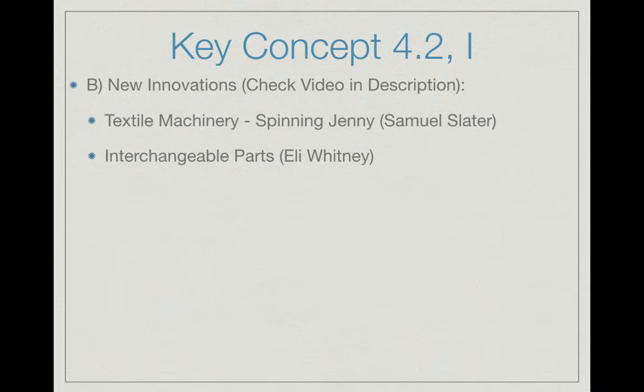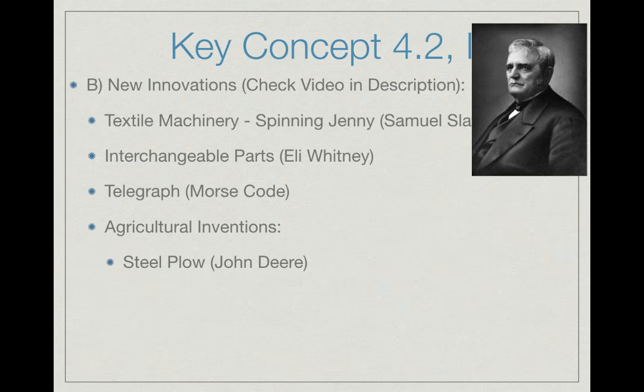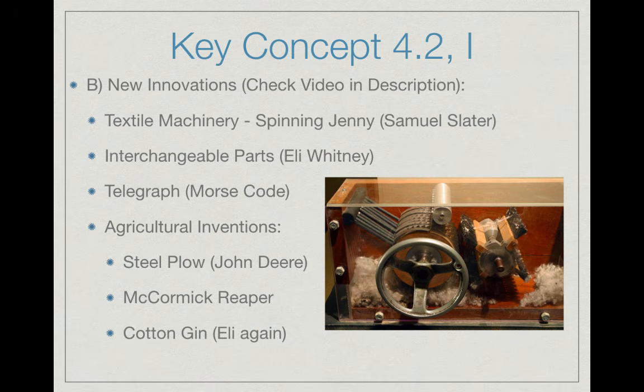This led to the mass production of goods because all the parts were identical and could be easily replaced if broken. The telegraph helped spread information across the country via Morse code. And we have agricultural inventions you should be familiar with, such as the steel plow by this dude John Deere. This would break soil and allow farmers to plant crops more easily. The McCormick Reaper allowed them to harvest crops more easily when they were done growing. And the cotton gin as well, also invented by Eli Whitney. We have him again. This was used to separate seeds from the cotton, and this drastically increased the demand for not only cotton, but slavery as well.